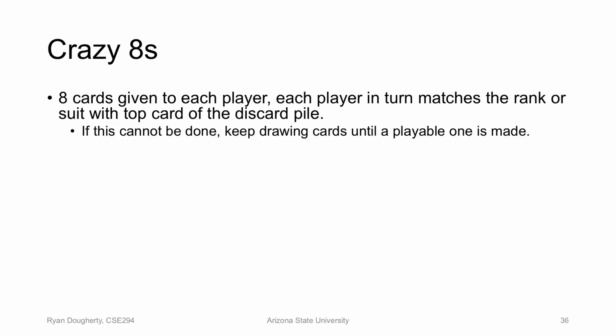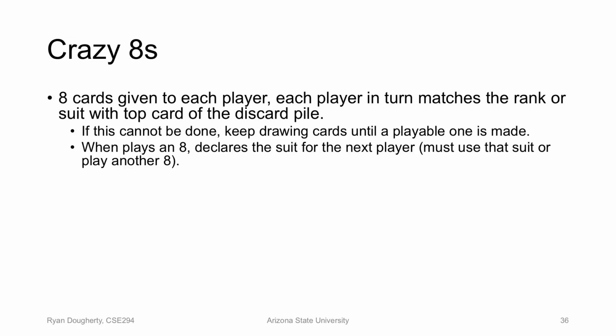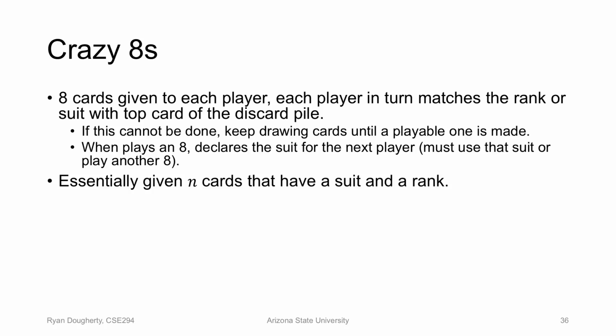move, right? And what the 8 has to do with this is when you play an 8, either by doing the same rank or via the same suit, but you play down an 8, you declare the suit for the next player. And so they must match this, and they're required to match the suit or play another 8. And of course, there are only a finite number of possibilities, so we can make this a constant time algorithm. So if we make this more general, so we're given n cards instead of, say, 52 cards. And each card has a suit and a rank.